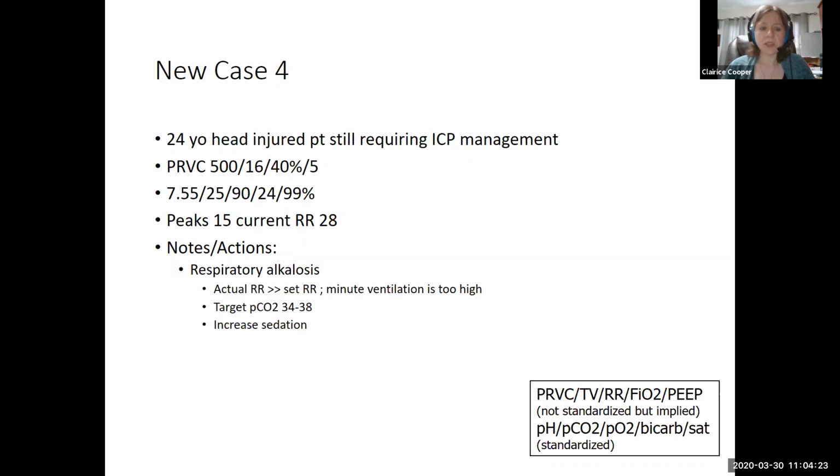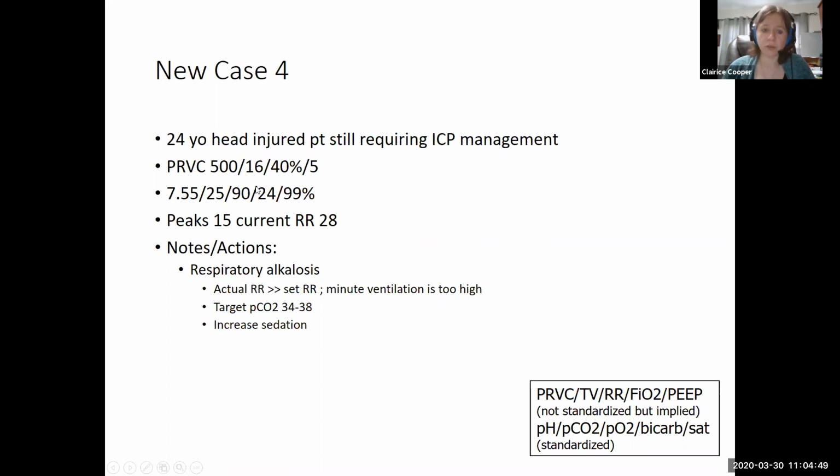Okay, so this patient, we can see, has an alkalosis. It's hypocarbic. We have a respiratory alkalosis. Everything else is fine. We see that the patient's actual respiratory rate is 28, but their set rate is 16. We need to improve by decreasing their minute ventilation.